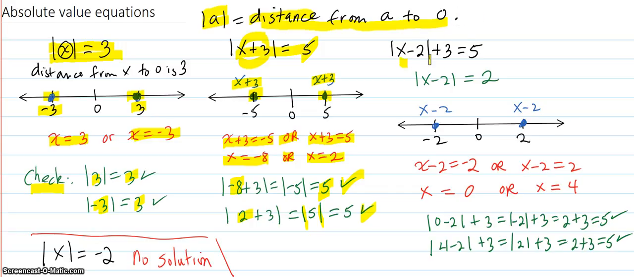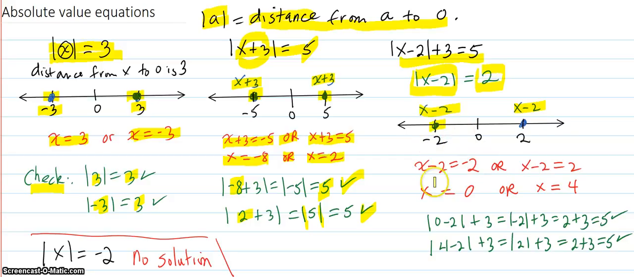Now let's go on to this one. First, you simplify it so you get a single absolute value and then a number over here. So we'll subtract 3 from both sides, and you get absolute value of x minus 2 is equal to 2. So that means that the quantity x minus 2 is 2 units away from 0. So it puts it here at plus 2, or x minus 2 puts it here at minus 2.